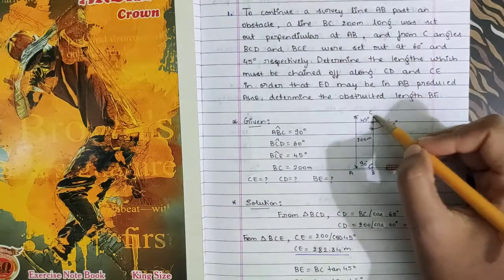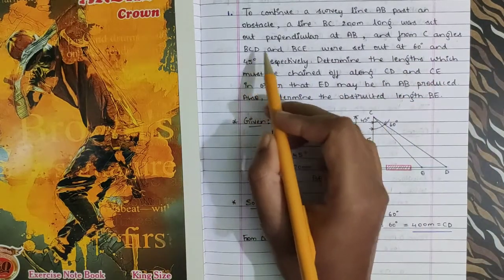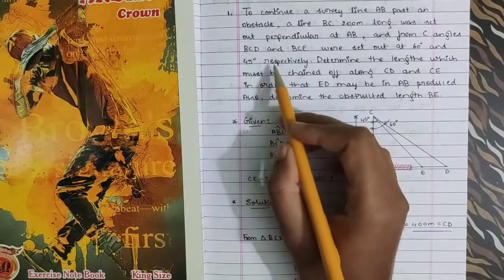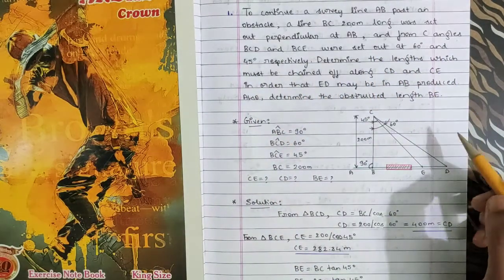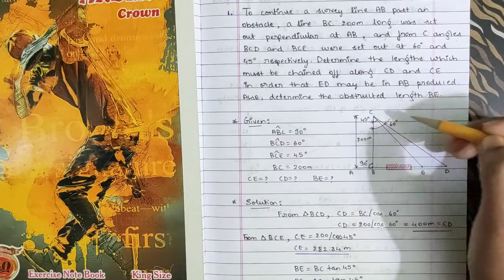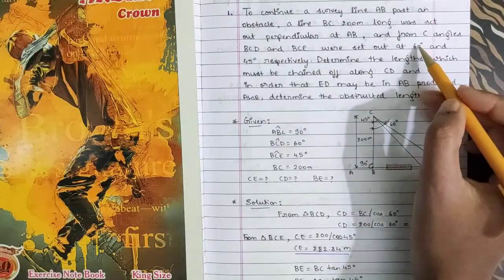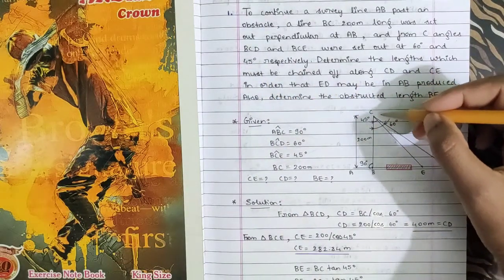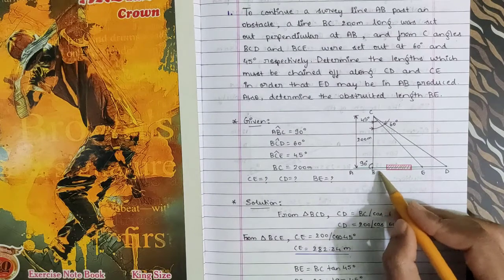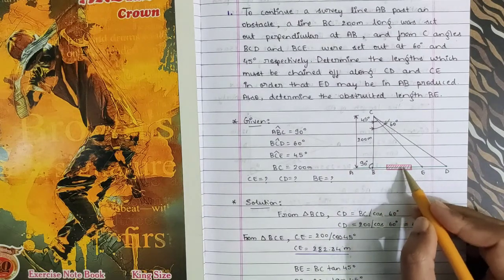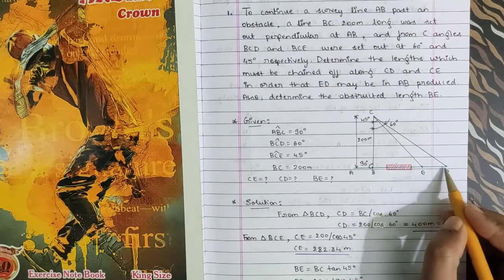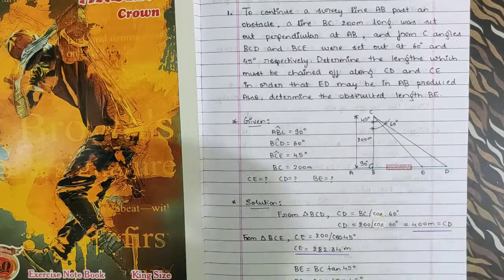From C, angles BCD and BCE were set out at 60 degree and 45 degree respectively. They have said that from C they have set out two angles, one of 60 degree and one of 45 degree. So you will draw a line from here and prolong the survey line past this obstacle, and to this you will draw the angles.